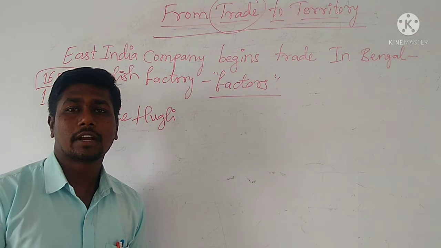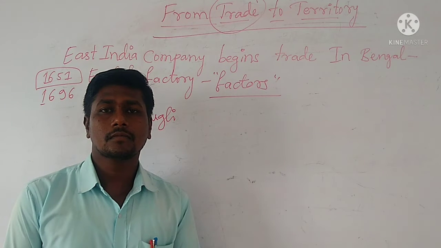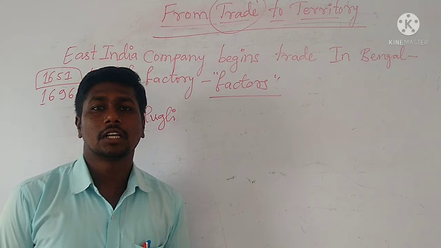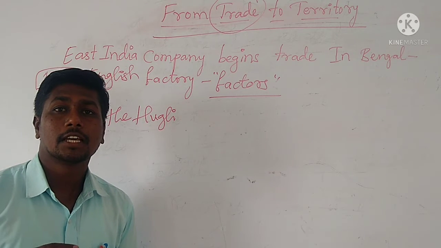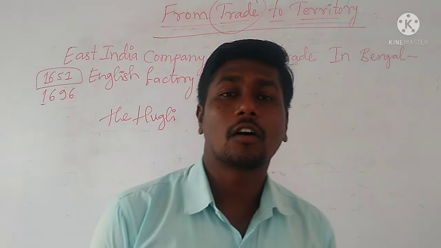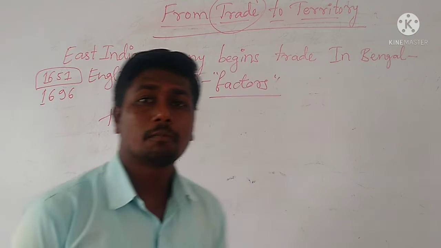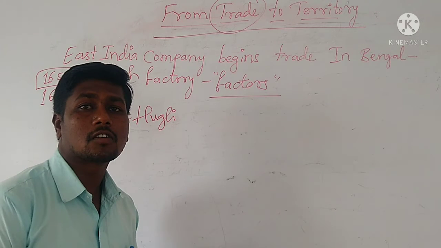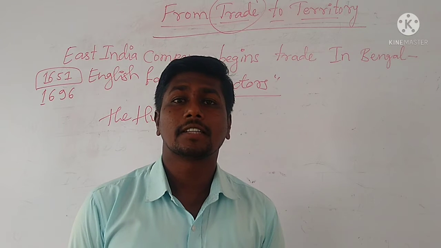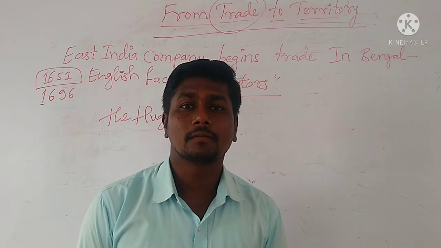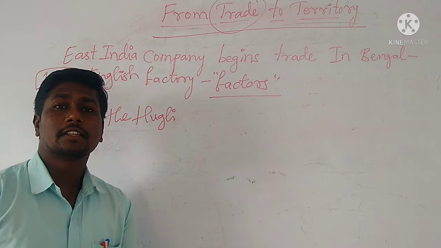And then after this, what happened? The company bribed, gave money, a bribe. Bribe means what we call lancha in Kannada, right? The English East India Company officials bribed the officials of the Mughal Empire to grant them Diwani right. Which one? Diwani right.